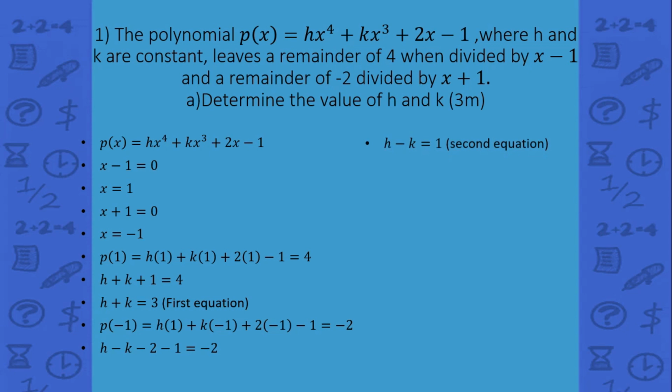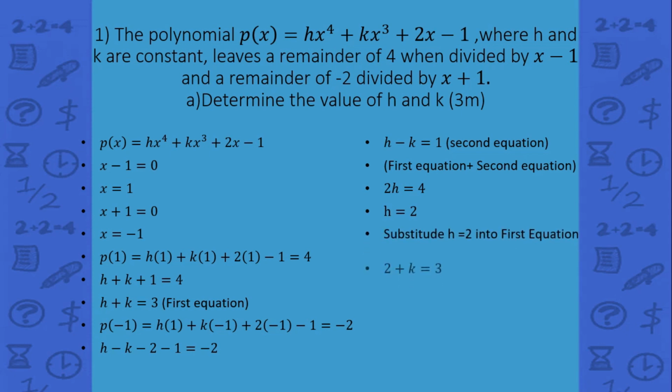After we find both equations, we can use the method of simultaneous equations, which cancels the same number. From the equations we can just directly add both equations because we need to cancel the unknown to get the value. Finally we get h equals 2. We substitute h equals 2 into the first equation, and we will get the value of k, which is k equals 1.